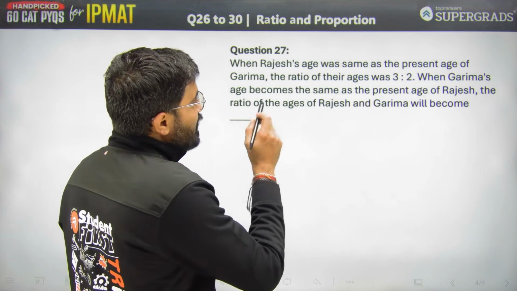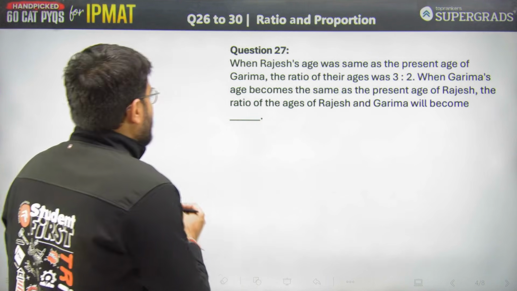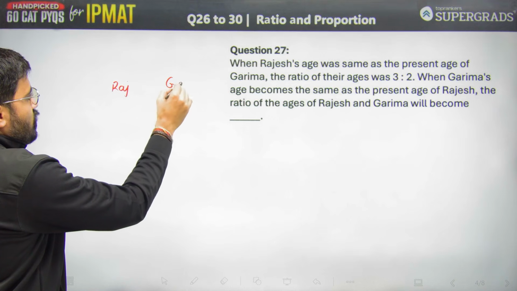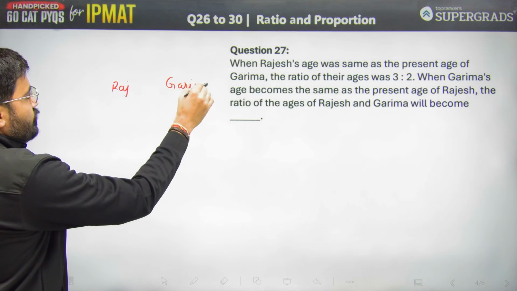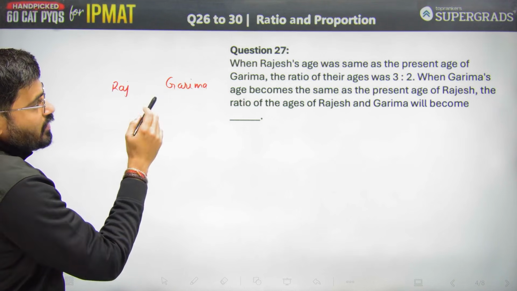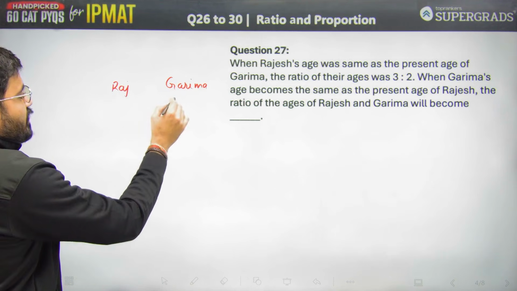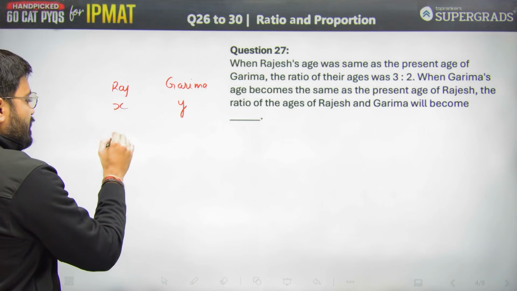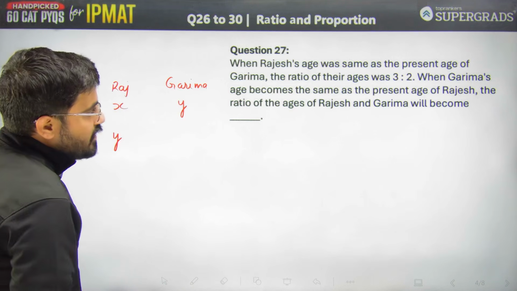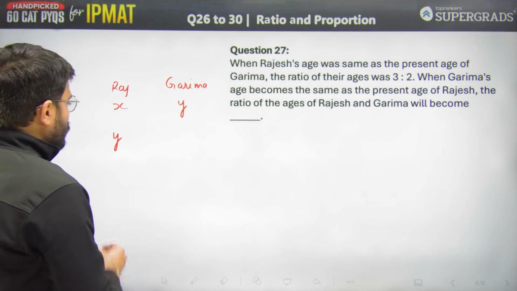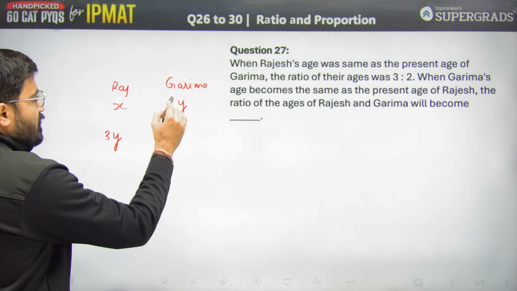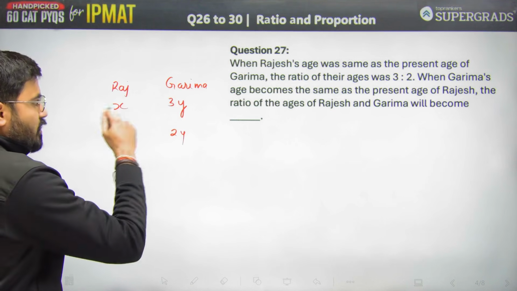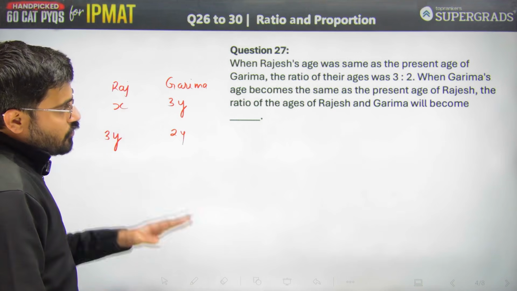So when Rajesh's age was the same as the present age of Garima, we are talking about Rajesh's age and Garima's age. So इसकी age x है, इसकी age y है. तो जब राजेश की age y थी, the ratio of their ages was 3:2. So let's put this as 3y and this as 2y. 3 क्यों कर दिया मैंने? क्योंकि मुझे वो रेशियो दिया हुआ था.